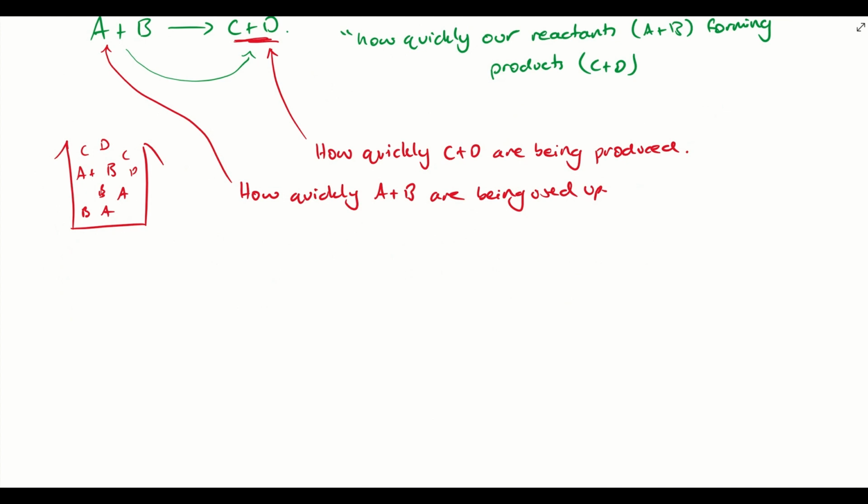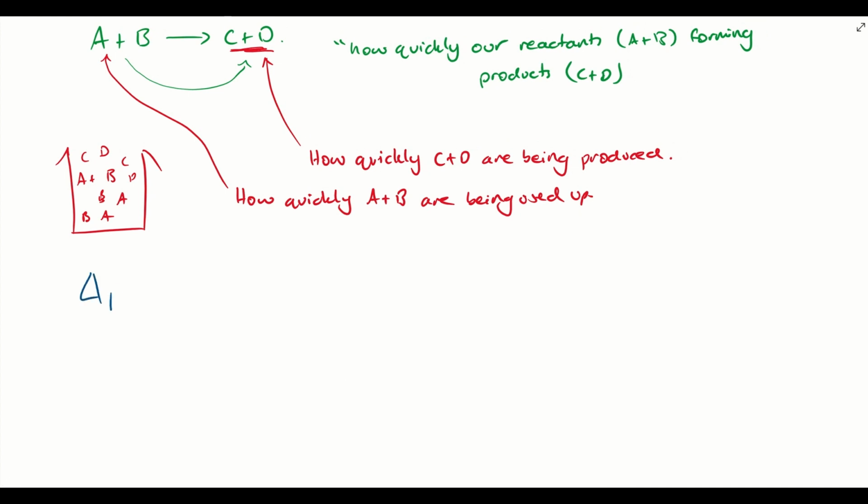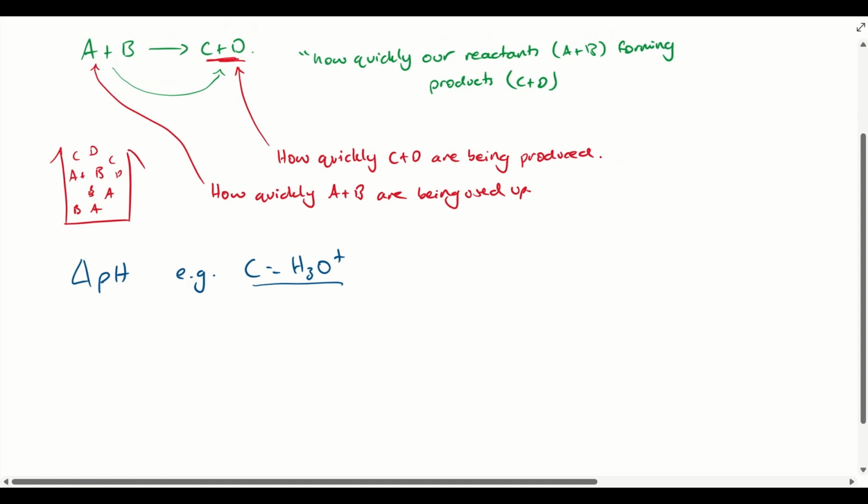So for example, we've identified that changes in our reactants or products will tell us the reaction rate. But can we do this, for example, by changes in pH? Let's say C was a hydronium ion. As the products are being formed, as our reaction proceeds, our pH is going to decrease because we're increasing the concentration of this hydronium ion. So we would see a decrease in pH. Therefore, a change in pH over time would indicate a reaction rate.